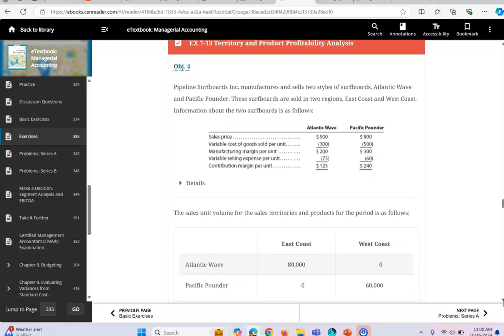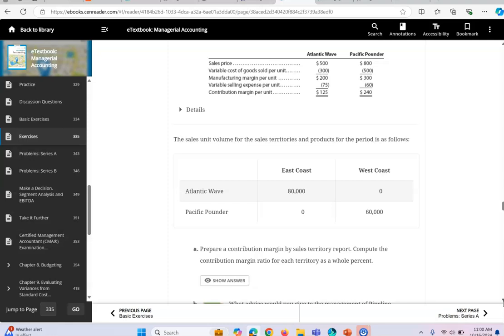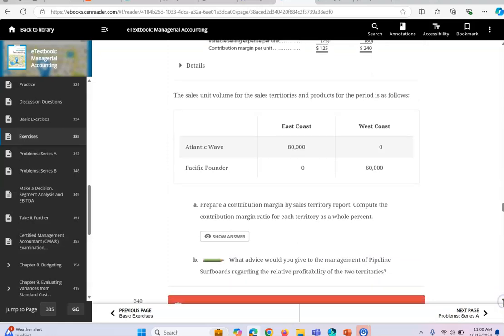Let's look at this one. Pipeline Surfboards manufactures and sells two styles of surfboards, the Atlantic Wave and the Pacific Pounder. These surfboards are sold in the East Coast and the West Coast. And we've got the sales price, the variable costs, the variable selling expenses per unit, and the contribution margin. And here we've got the sales unit volume for each. We're going to prepare a contribution margin and the margin ratio. And what do we come up with?